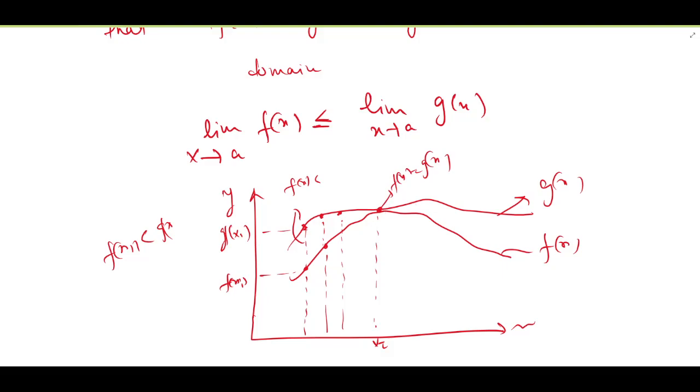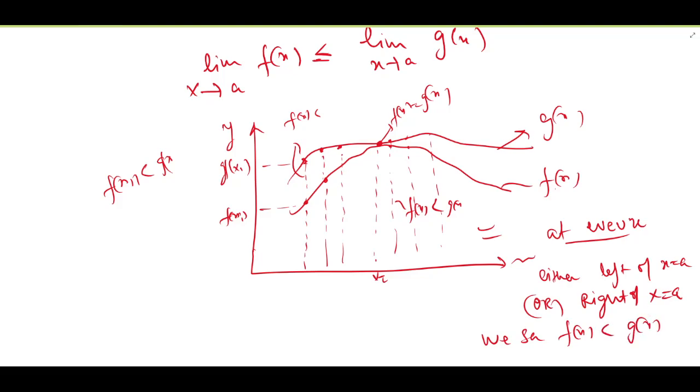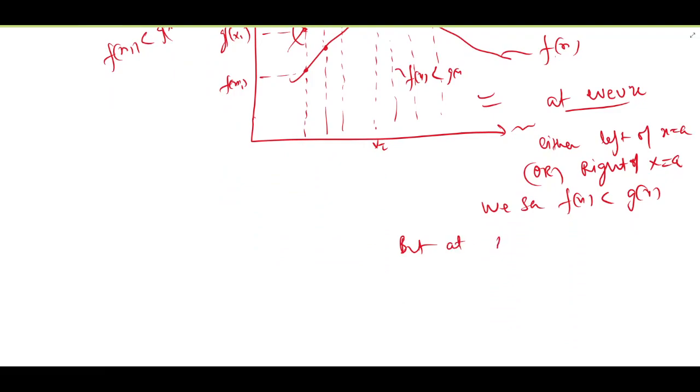Again, after point a, f of x is less than g of x. So at every x, either left of x equal to a or right of x equal to a, we say f of x is less than g of x. But at x equal to a, f of x is equal to g of x.